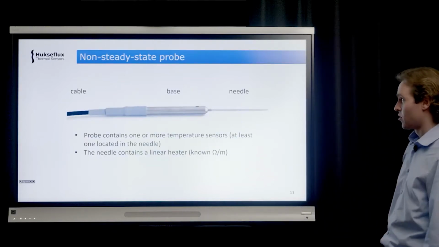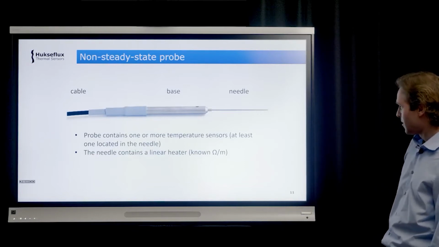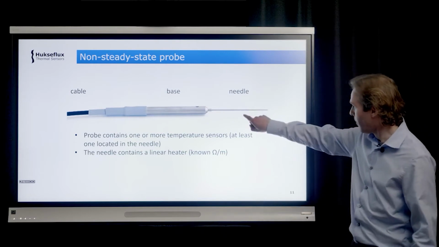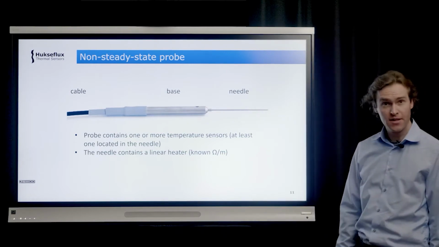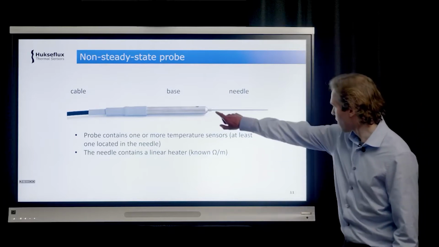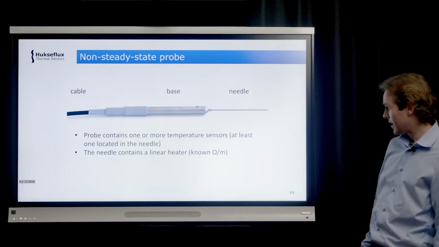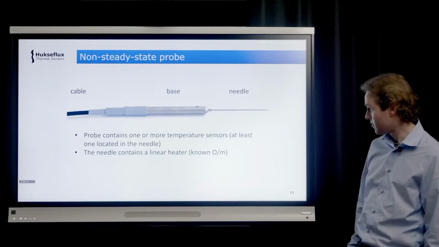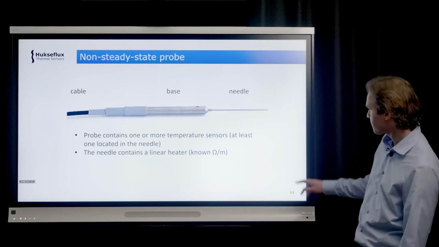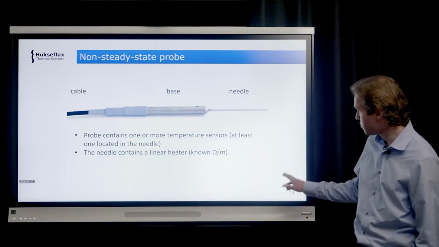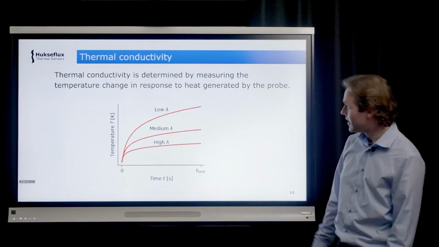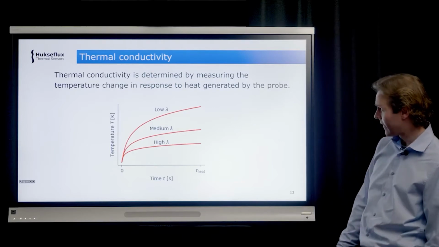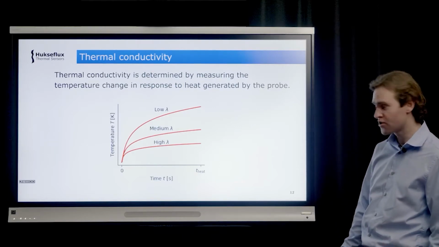So thermal needle probes, or non-steady state probes, typically contain one or more temperature sensors. At least one is located in the needle. And the needle contains a linear heater that runs along the length of the needle, and it has a known electrical resistance per unit length, so in ohms per meter. And this is used to measure the thermal conductivity. So you insert the needle into the material, and upon switching on the heater, the temperature will start to rise.